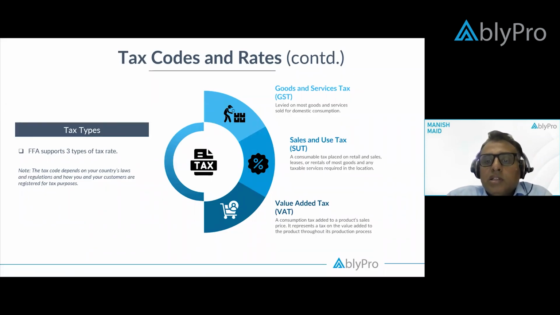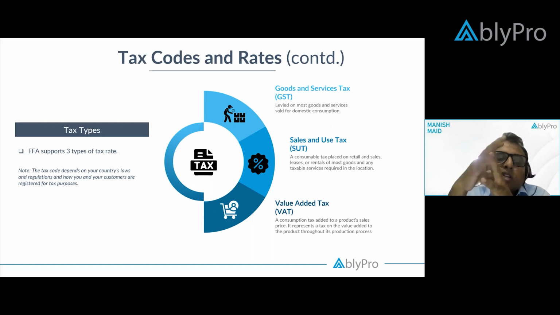So, as we said earlier, there are three main types of tax codes: goods and service tax, sales and use tax, value added tax. One by one, we will read them out. So goods and service tax is levied on most goods and services sold for domestic consumption. They are kind of a sales tax, in fact. It is a tax which is applied on goods and services which we are selling.